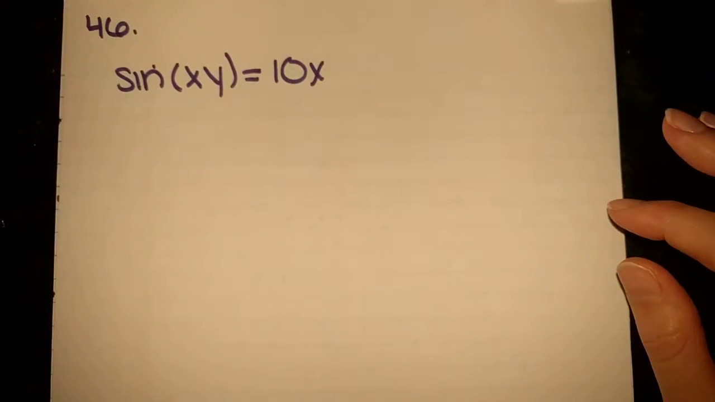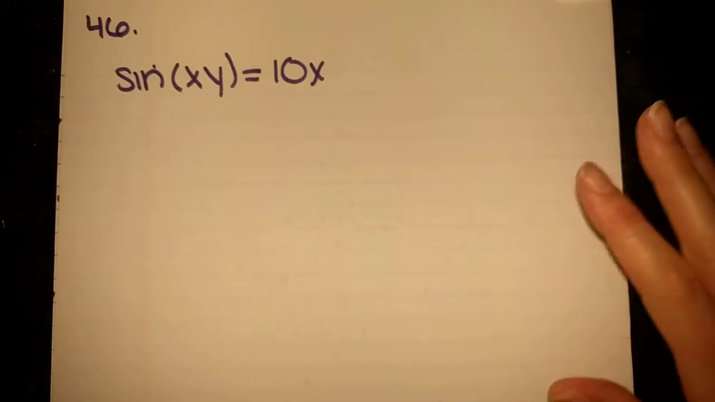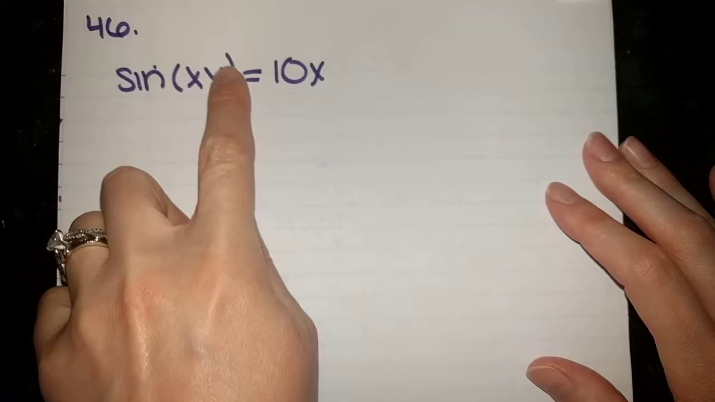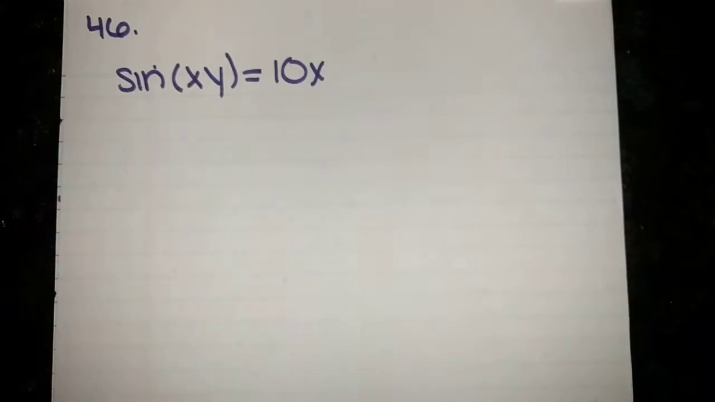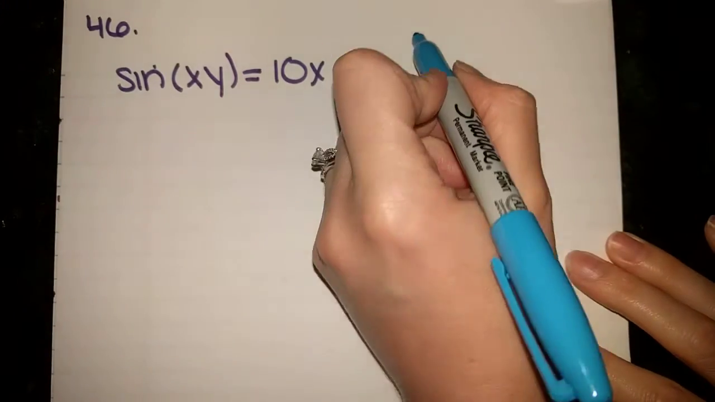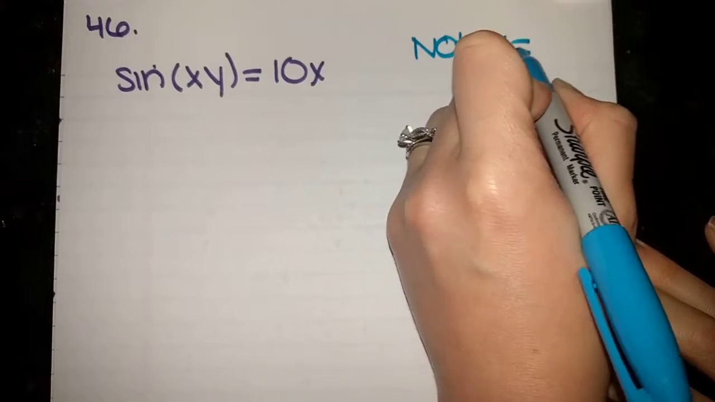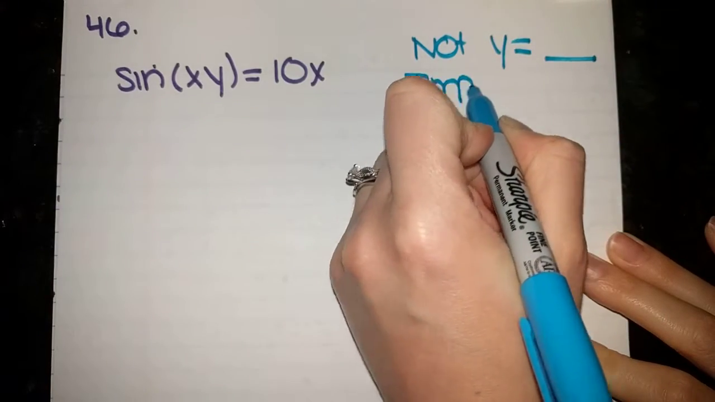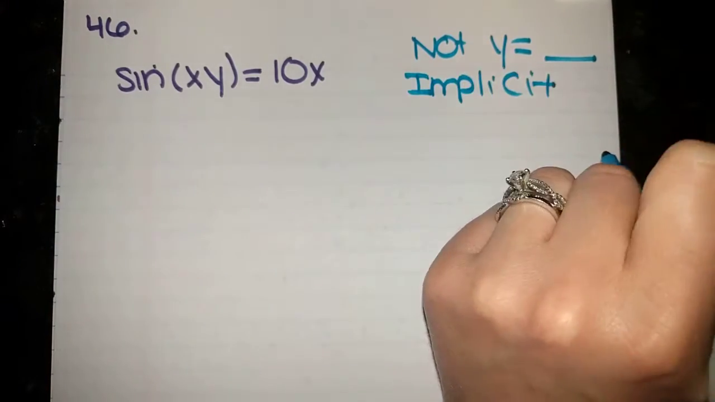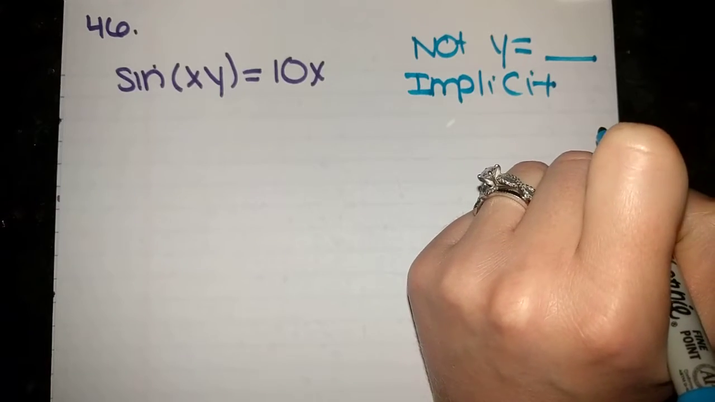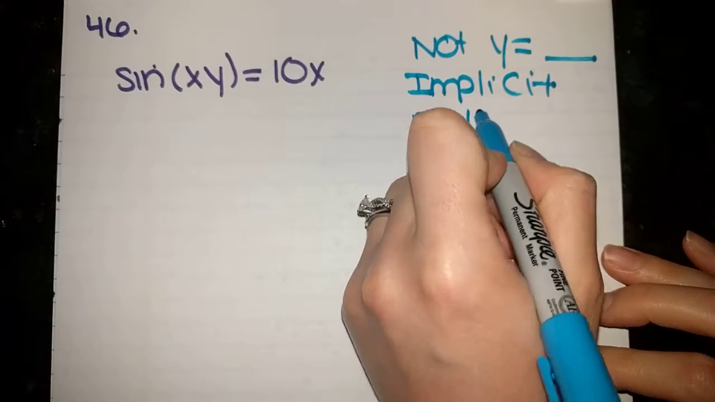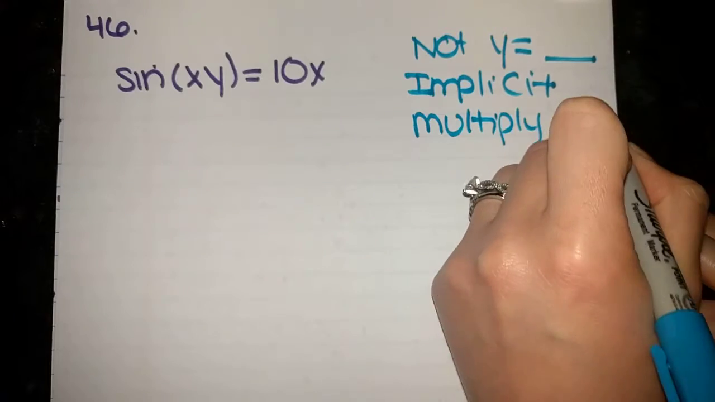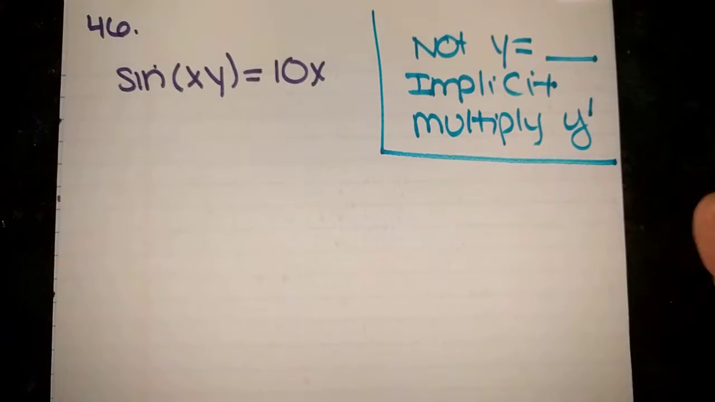When you look at this question, the first thing that should really stand out to you is you have a little y entangled with this sine, and the y is not isolated. So that means that if you do not have y equals something, you have to go through the implicit differentiation process. And the key step with implicit differentiation is that you multiply by y prime. All right, so that is where we're going.